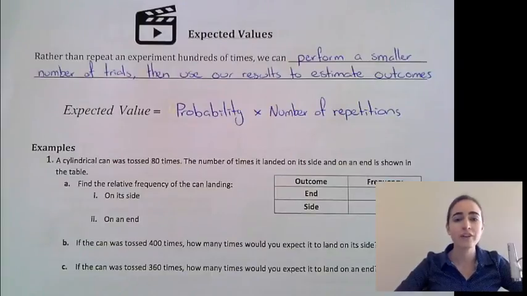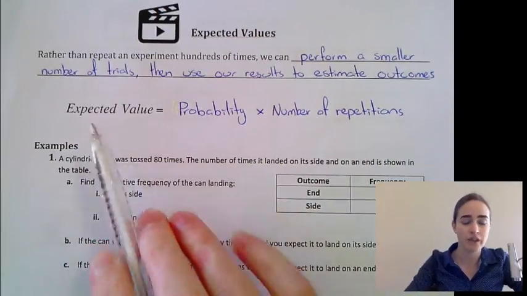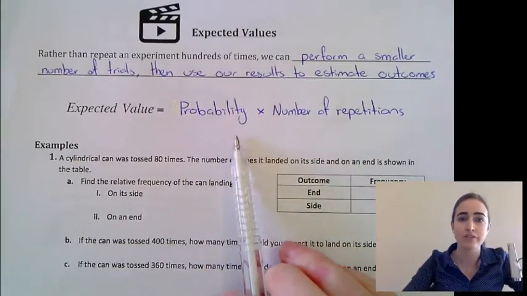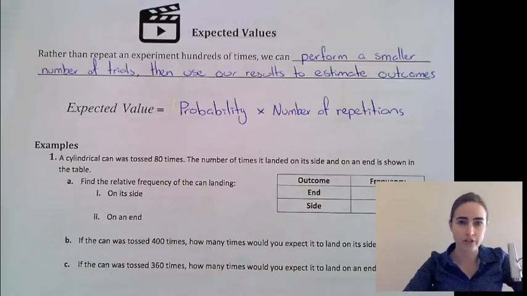In this video, I want to have a look at expected values or expected outcomes. So rather than repeating an experiment hundreds or thousands of times, what we can do is perform a smaller number of trials, and then use our results to estimate what the outcome would be if we were to perform a large number of trials. To do that, we can calculate the expected value by taking the probability of an event or an outcome and multiplying that by the number of repetitions we're considering.